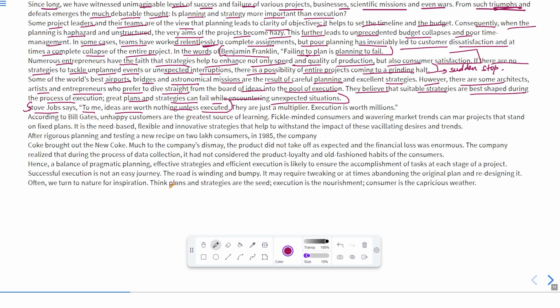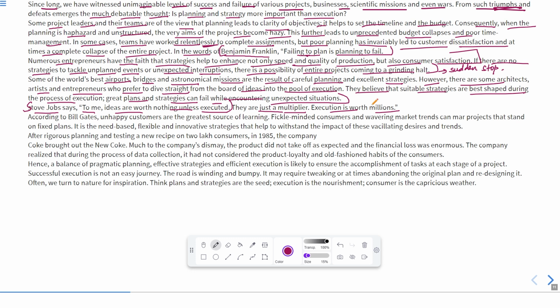It means though he supported ideas to be made, he said if we are just making ideas and we are not executing them, those ideas will be worthless. They are just a multiplier. Execution is worth millions. If we only think and think and think, but we are not executing, whatever we are thinking is just worthless.